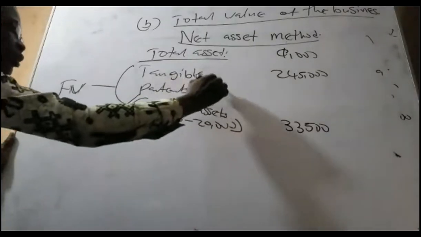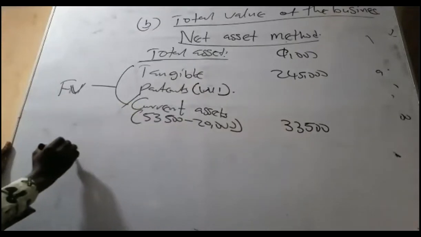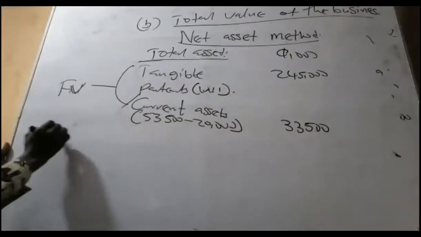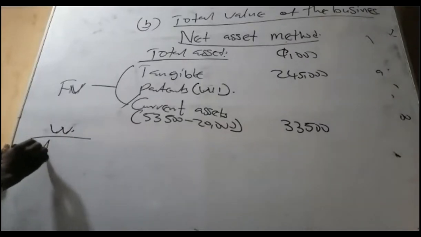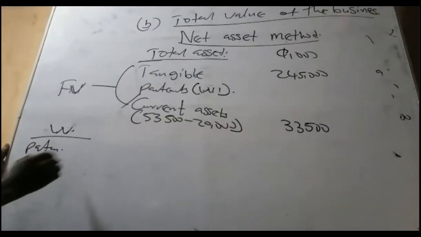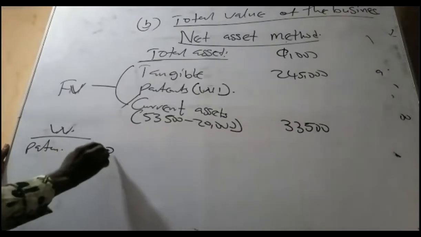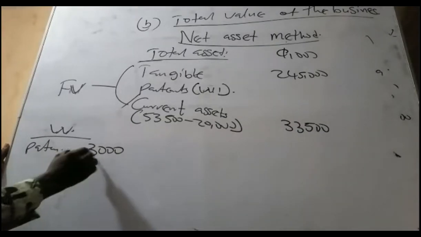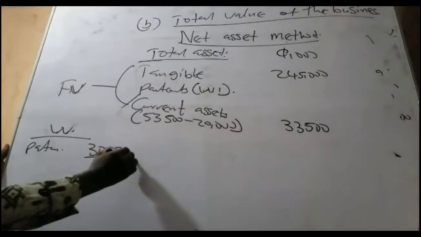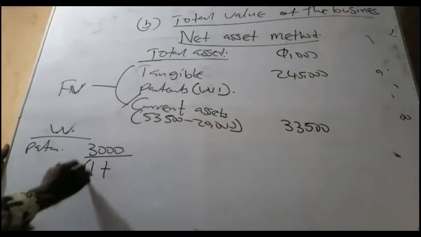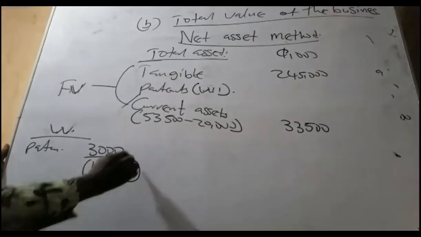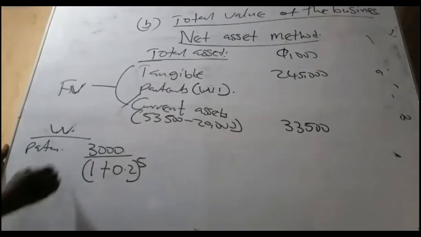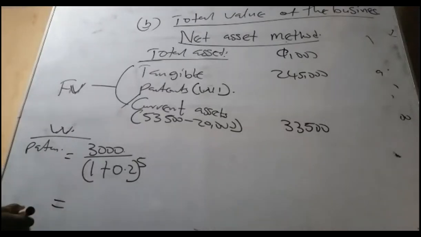Workings number 1. Patents. I have to find the present value. So 3 million, so 3,000 like this, divided by 1 plus, in bracket, the discount rate, 20% will be 0.2, to the power 5. What will be the answer? So you solve this.